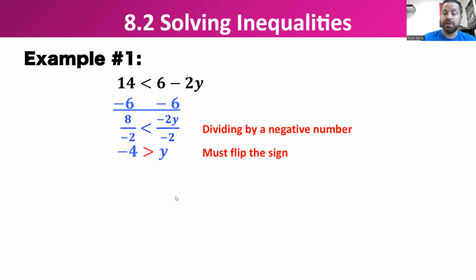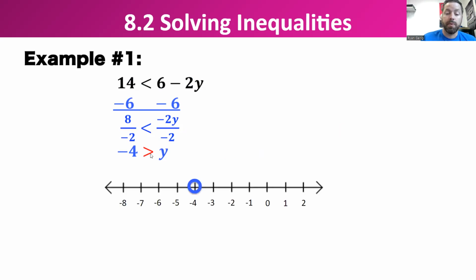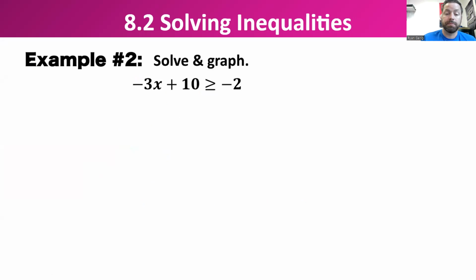Now I need to graph and show my solutions. We have an open circle at negative 4. This is saying negative 4 is bigger than all my y values. So what numbers could I put in for y to make this true? Well, negative 4 is bigger than negative 5. It's also bigger than negative 6. I'm shading all the numbers to the left of negative 4. And there we go. Let's do another one.